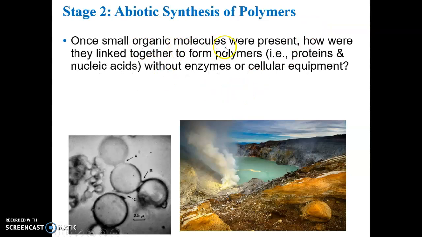Well, once small organic molecules were present, and there's pretty good evidence that small organic molecules can assemble outside of cells, in other words, abiotically, how are they linked together to form long polymers, like proteins and nucleic acids, without the enzymes or the cellular equipment that are required in cellular production of proteins and nucleic acids?